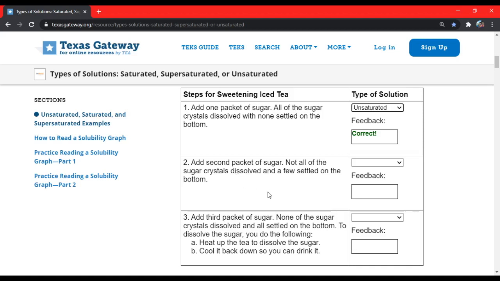The second one, if you put another sugar packet and you notice that there are sugar particles that remain at the bottom, then it is likely a saturated solution. And on the third part, in order for you to dissolve all the sugar that you put in your tea, you will boil the tea together with the sugar in it. At the end of the day, because of the temperature increase, the sugar has been dissolved, so it will become a supersaturated solution.